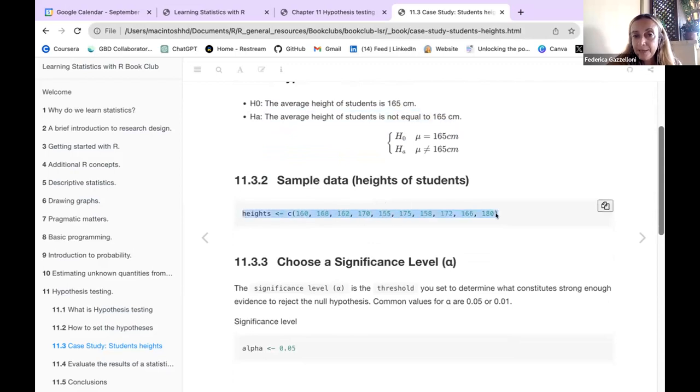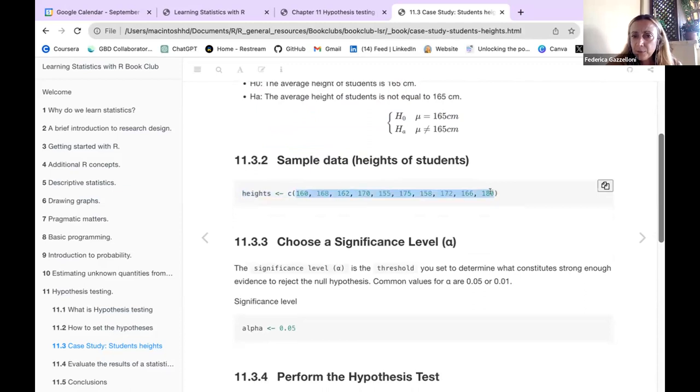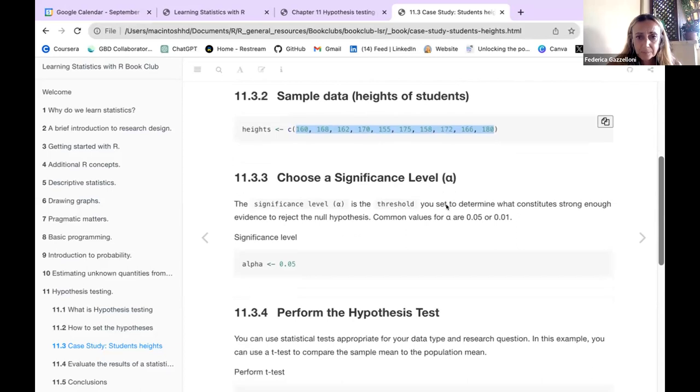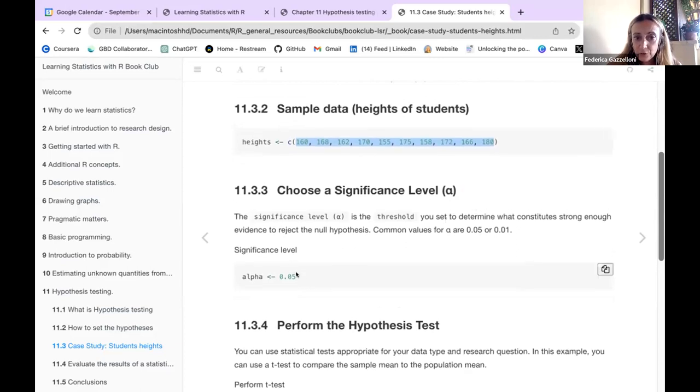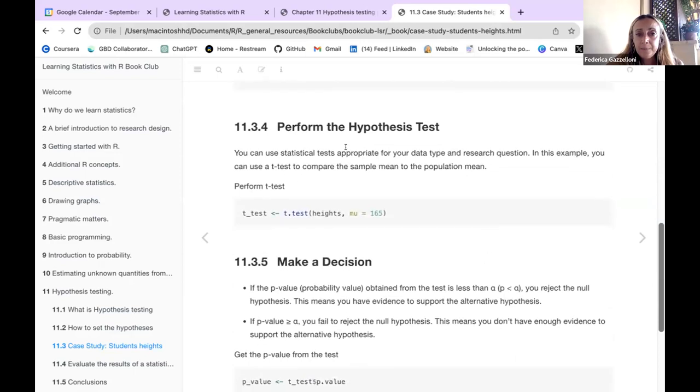So this is our very basic observation distribution, and we have a certain number of students. We set a significance level to be 5%, so we set alpha to be 0.05. Other common values are 1%, and we perform a hypothesis test. We use a t-test statistic for this function. This is a very, very simple example to show what a hypothesis test is.